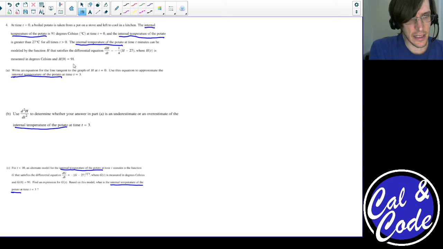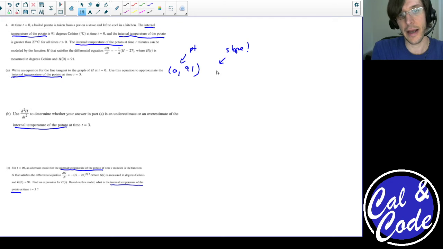Well, if they want to start this at time 0, I know at time 0 the temperature of the potato is 91 degrees, so I've got (0, 91). So what am I trying to find here? If I already have the point, what I need to get the tangent line is a slope. I need what is dh/dt at time equal to 0.